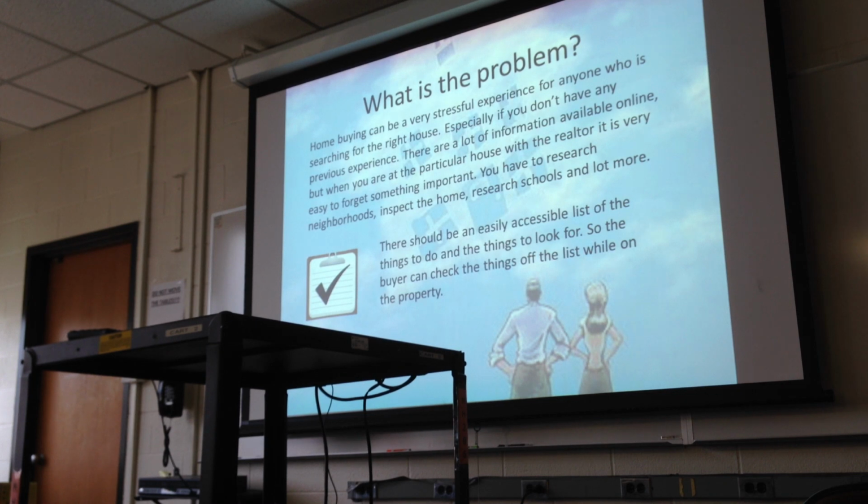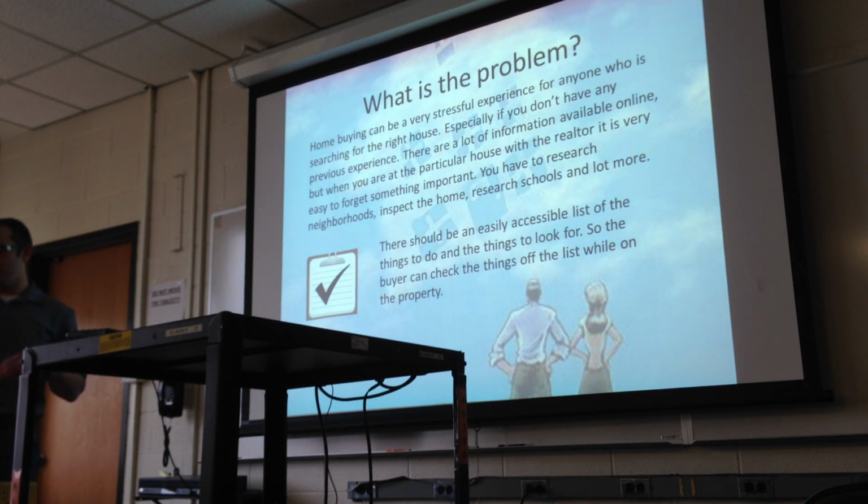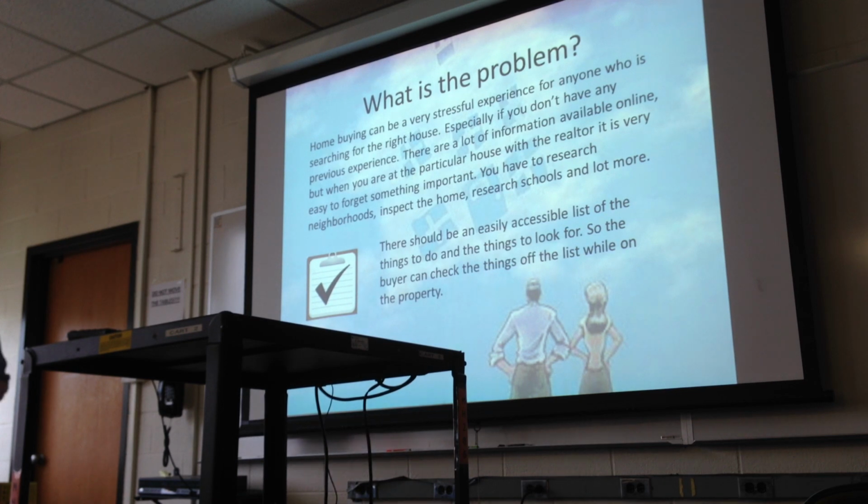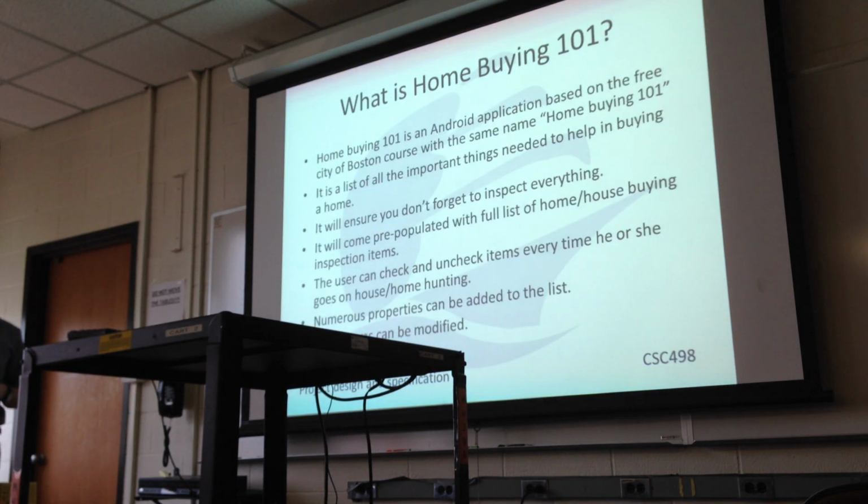So there should be an easy, accessible list of the things to do and the things to look for, so the buyer can check the things off the list while on the property, while talking to the realtor. One solution is just to create a big paper list with like 70 to 100 items and go over it. Every time you have to create another list. So probably it's not the best solution we can come up with.